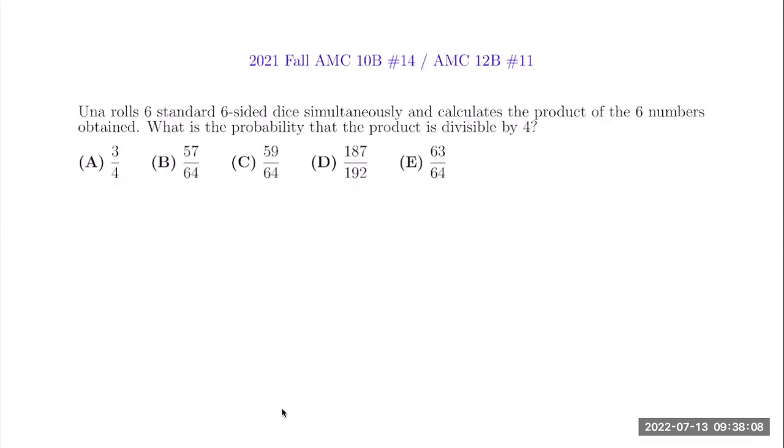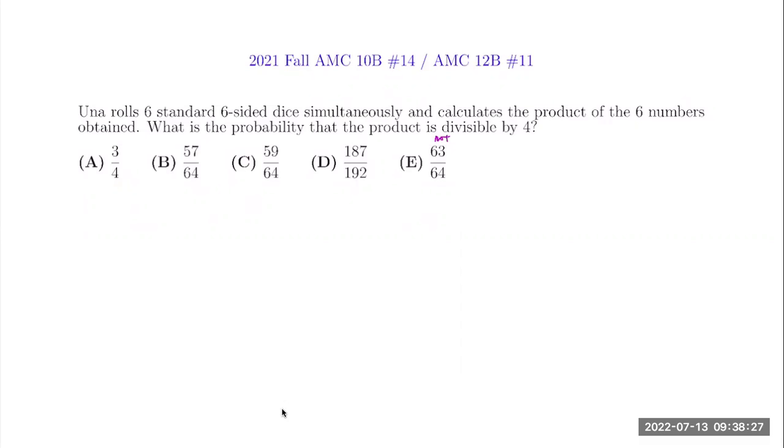First off, we notice that for the product to be divisible by 4, there are many ways for that to happen, and it might be a little complicated to compute. So let's think about, on the other hand, the complement of the situation, which is when the product is not divisible by 4. What happens then?